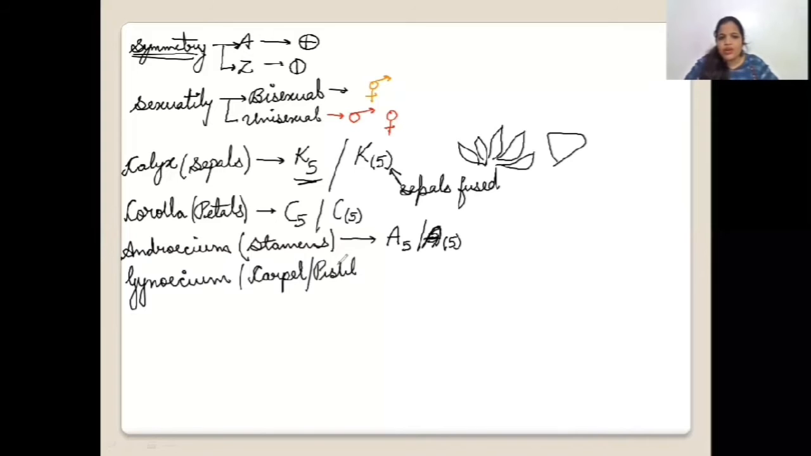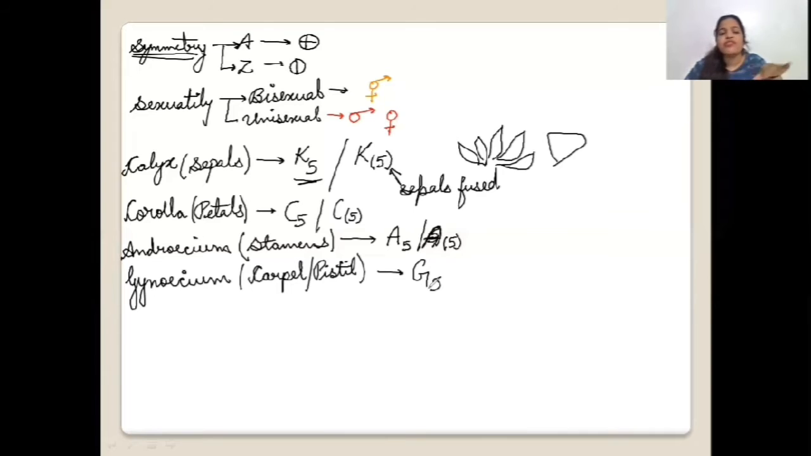Right? Now, the gynoecium is represented by G, and let's say they have 5 carpels which are present in syncarpous condition. Or first let's talk about the apocarpous condition, because we are talking about the unfused ones first. So in the apocarpous condition, where the carpels are not fused, we will represent like this, or if they are fused, we will represent like this. Means syncarpous condition, a bracket is used.